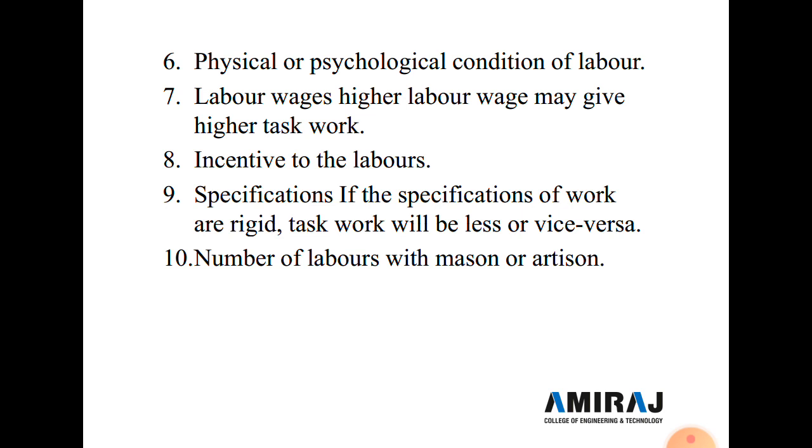Now ninth is the specification. If the specification of the work is rigid, task work will be less or vice versa. So in a rigid specification, like compulsory use of Kota stone or use of marble in a particular area, task work will increase or decrease. So 10th is the number of laborers with a mason or artisan. So these are the factors that affect the task work.